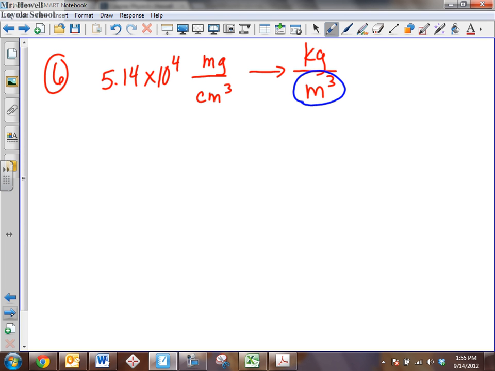Now, if I want to go from milli, which is a very small unit, to kilo, which is a very large unit, I should probably go back to my base unit first. So we should get rid of the milli and get to grams, and then go from grams to kilograms. Okay? Wait, why can't you just do it all at once? You can. But what's the conversion you're going to multiply by then?